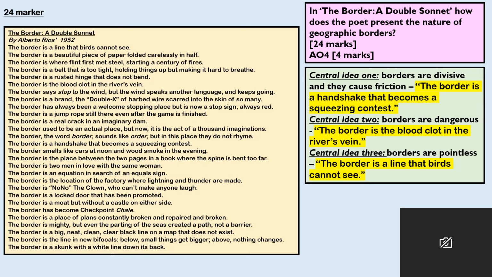My central idea number 2 is that borders are dangerous. "The border is the blood clot in the river's vein." For that one I'd have a look at the noun "clot", for example. And then my central idea 3 is that borders are pointless, and it's the opening of the poem: "The border is a line that birds cannot see."